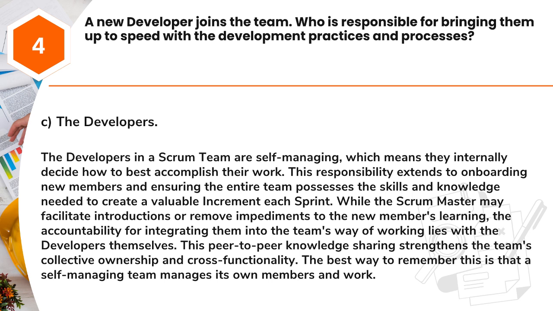While the Scrum Master may facilitate introductions or remove impediments to the new members' learning, the accountability for integrating them into the team's way of working lies with the developers themselves. This peer-to-peer knowledge sharing strengthens the team's collective ownership and cross-functionality. The best way to remember this is that a self-managing team manages its own members and work.